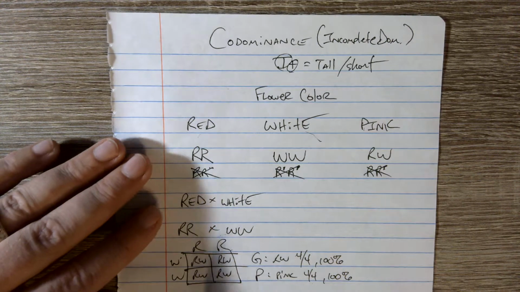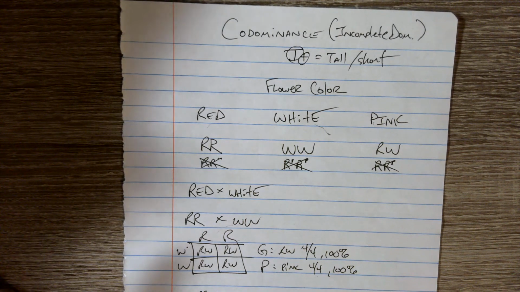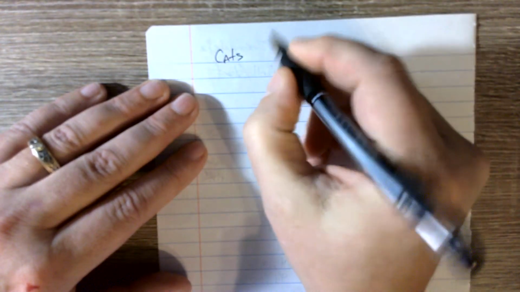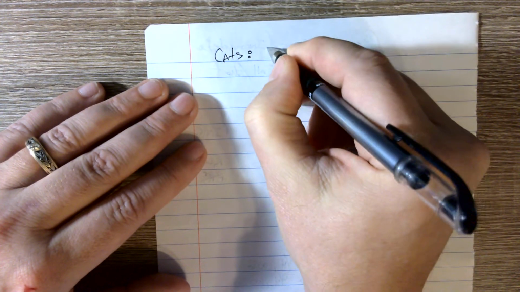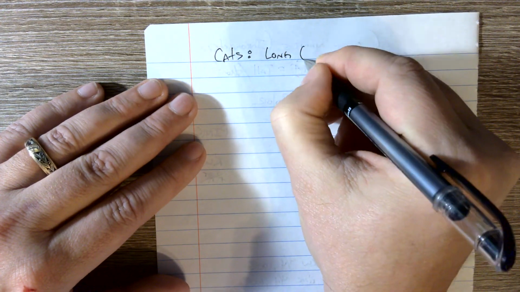All right? So let me go through a little couple more examples here. I'll flip this over. All right, let's do cats. All right, and let's do we got cats with a long tail. We will call that an L.